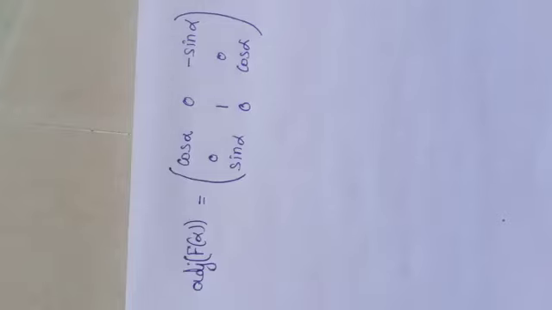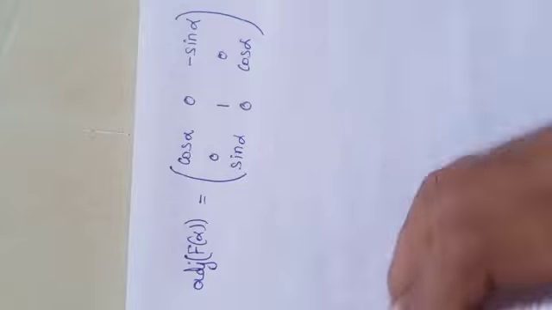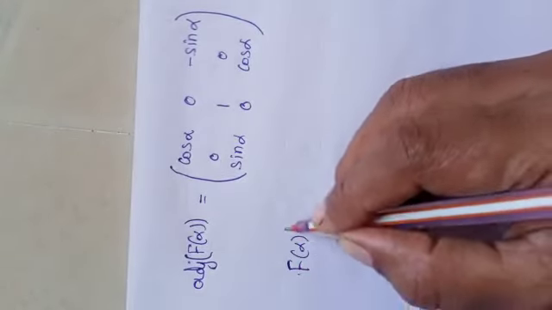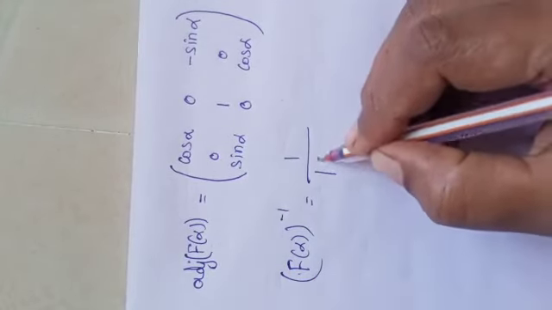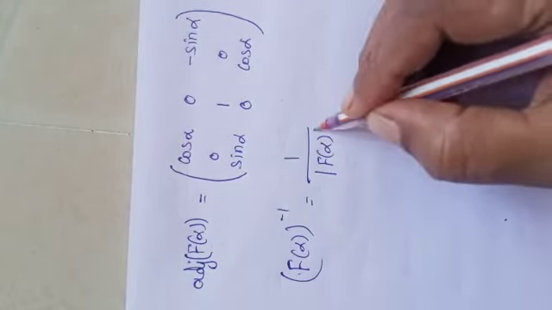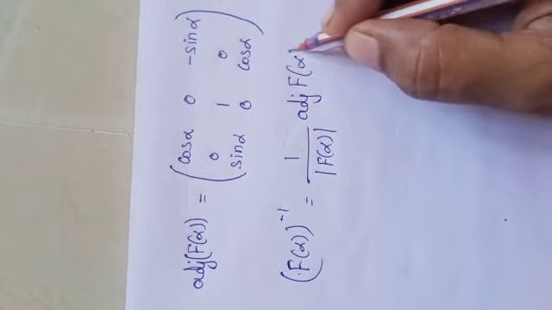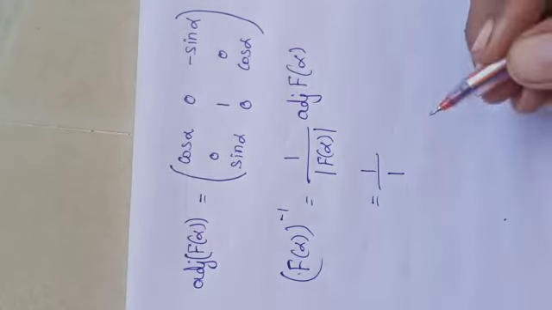Shall we write it? Now adj f of alpha. I have just exchanged the row and column. Now shall we substitute in the formula? F of alpha, the whole inverse, is equal to 1 by determinant f of alpha into adj f of alpha. Okay, we know that determinant f of alpha, we got it as 1.